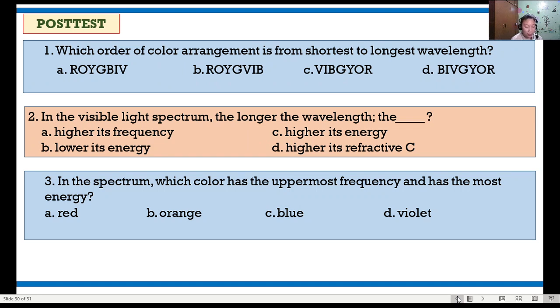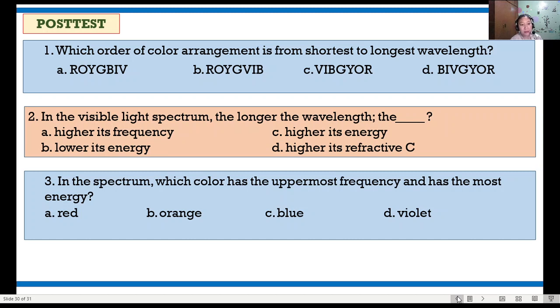Okay, let's check the post-test. Number 1, the answer is letter C. Violet, indigo, blue, green, yellow, orange, red. So, binaliktad na Roy G. Biv. Okay, so yung nasa dulo, yung violet, to longest, yung red. Number 2, in the visible light spectrum, the longer the wavelength, the lower its energy. It's letter B, boy. Lower its energy for number 2.